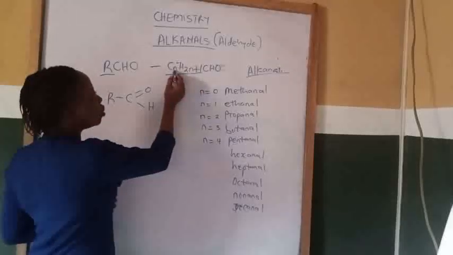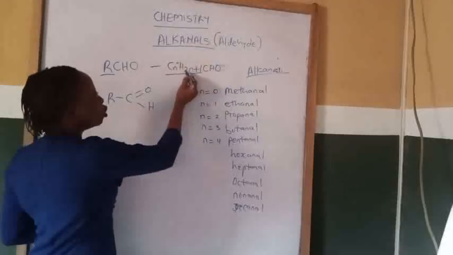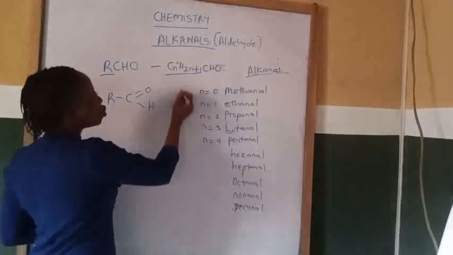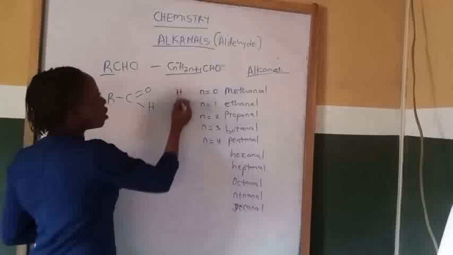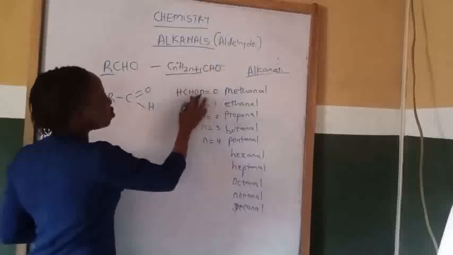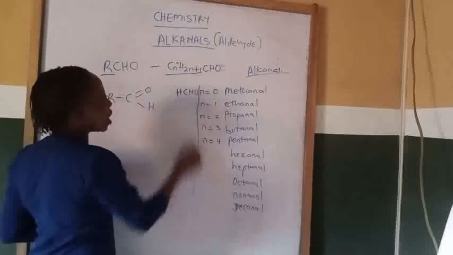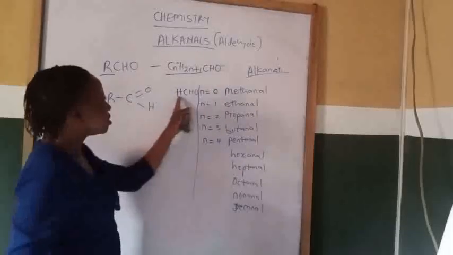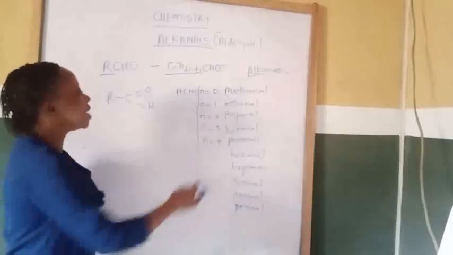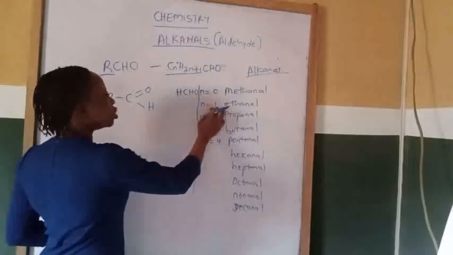C times 0 will give 0, so C is gone. 2 times 0 is 0, plus 1, that is 1. So we will be left with 1 hydrogen, then your functional group. This is the molecular formula for methanal, HCHO.